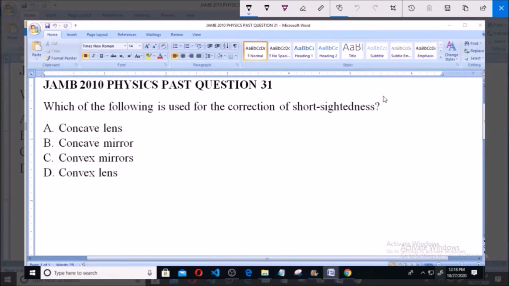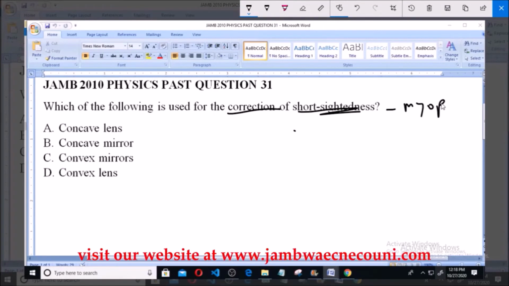Which of the following is used for the correction of short-sightedness? A, concave lens; B, concave mirror; C, convex mirrors; D, convex lens. So in the question we are asked what can be used to correct short-sightedness. Short-sightedness is also known as myopia.